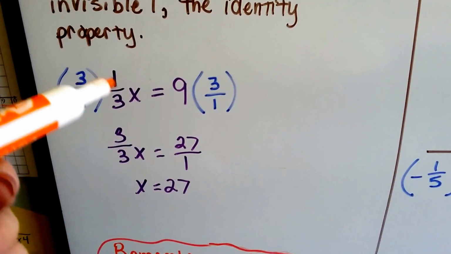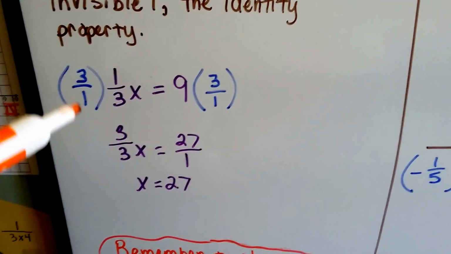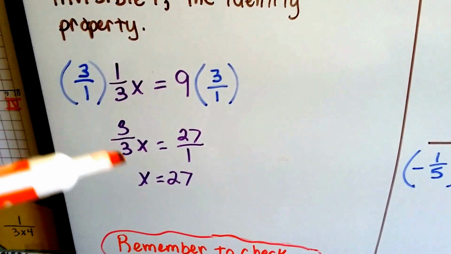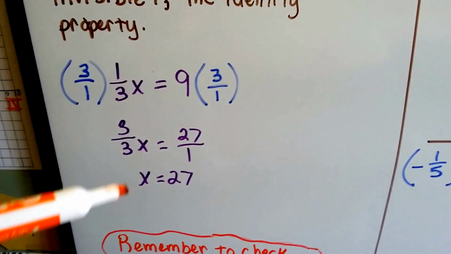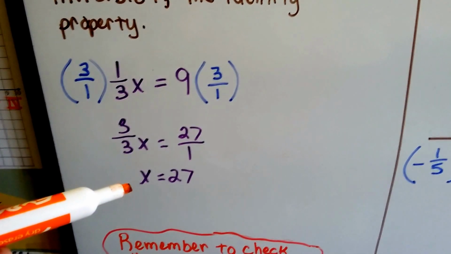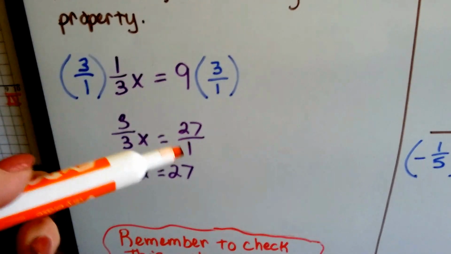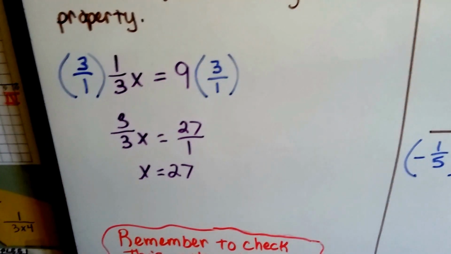So the reciprocal of 1/3 would be 3 over 1. So we're going to multiply both sides by 3 over 1. That's going to give us 3/3 on this side, which is our friend the invisible 1. See, he's right here. Can't see him, he's invisible. And that means 9 times 3 is 27 over 1. So x equals 27, all right?